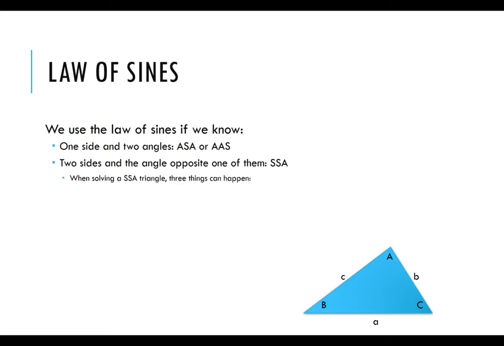Now, something to note is that if we have a side-side-angle triangle, that is two sides and the angle opposite one of them, the trick is that in that triangle, three things can happen. Specifically, we could get one full solution set for the triangle. That is, there exists a triangle with one possible solution set. It's also possible to get two solutions.